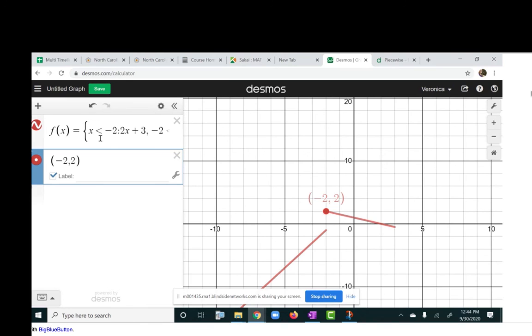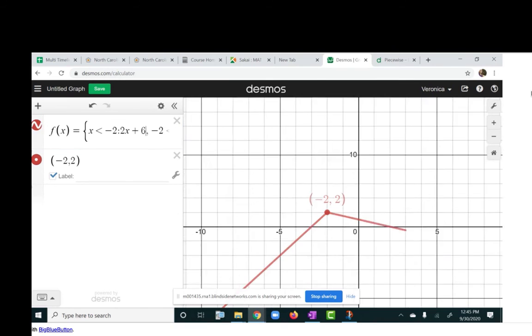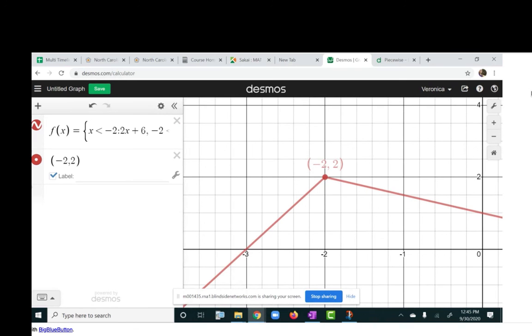And then this piece, this 2x plus 3, what if I make that 2x, I think, plus 6? Okay, so now this piecewise function is continuous. Every point lines up with every other point, even though it's defined differently, and even though it has that corner on it right there. So it's not a smooth function, but it is continuous. It's a continuous function.